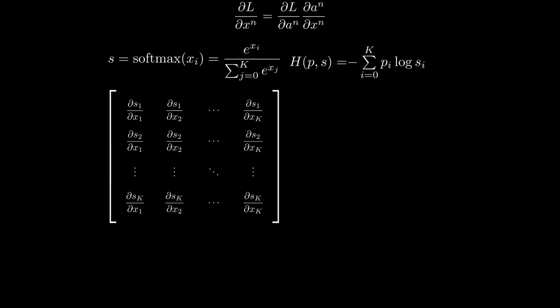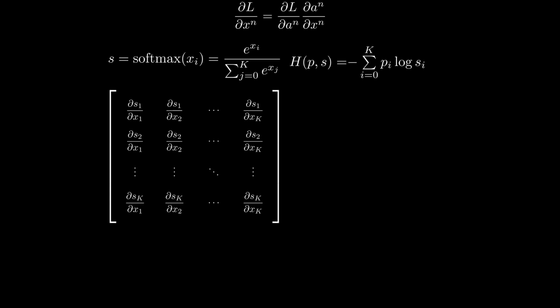As a reminder, our final activation layer was using the Softmax function, and our loss function was the cross entropy loss. Let's start by calculating the derivative of the Softmax with respect to the inputs. Since each element of the Softmax function depends on all the other elements in the input, we have to expect the derivative to take the form of a matrix.